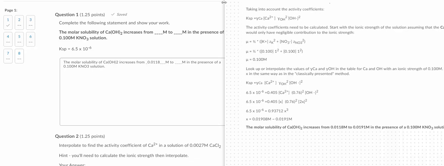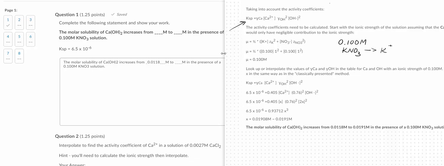Now, we have to calculate these activity coefficients, and we're going to start with the ionic strength of the solution if we assume that the calcium hydroxide is only going to have a negligible contribution to the ionic strength. Because after all, it has very little solubility. That's our solid that we're measuring with Ksp. So we have to find the ionic strength based on that potassium nitrate. So the concentration of the potassium nitrate was 0.100 molar.